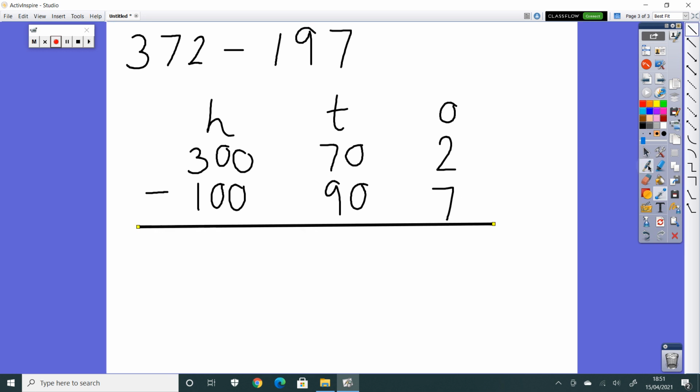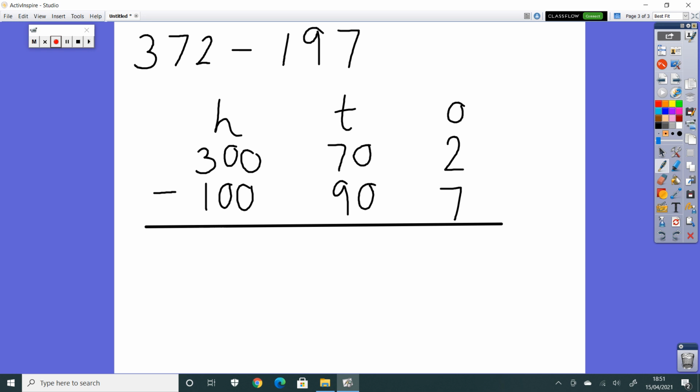So again, starting with the ones. So we want to do 2 and we want to subtract 7 from that, but obviously we can't do that, so we need to exchange a 10 from this 70. Cross that out. Let's give that 10 to make that now 12, and this now becomes 60. So going back to the ones, if we've got 12, we can now take 7 away, so we are left with 5.